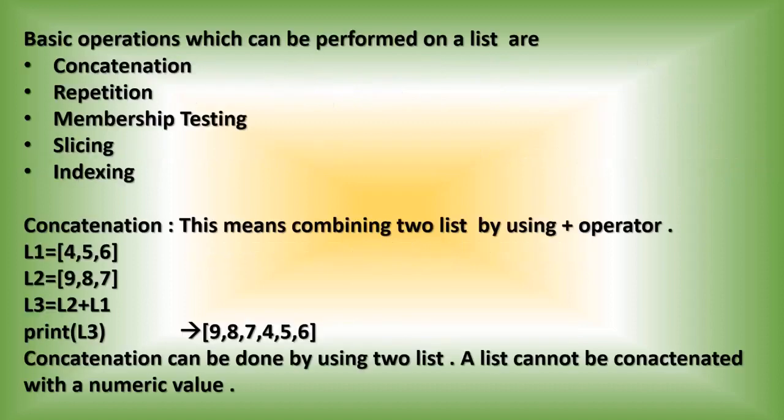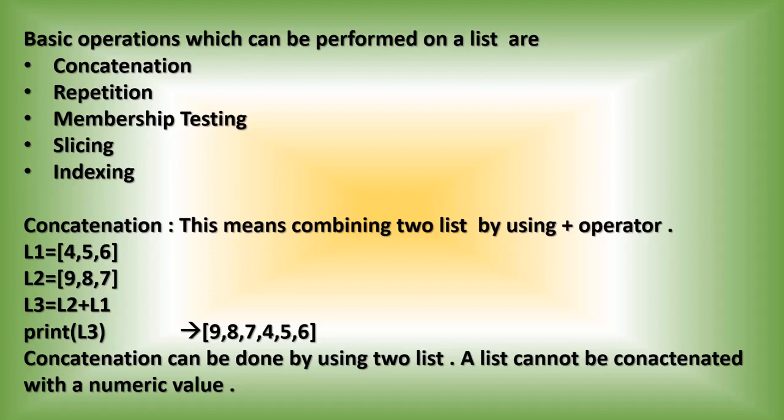The first one is the concatenation operation. What is the meaning of concatenation? Concatenation means combining two lists. You can combine two lists by using the plus operator. We studied in string, two strings can be combined by using the plus sign. The same way, two lists can be combined by using the plus operator. That combining operation is known as concatenation.